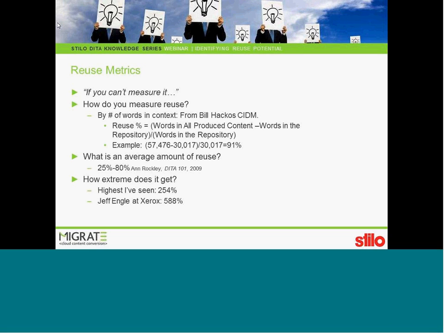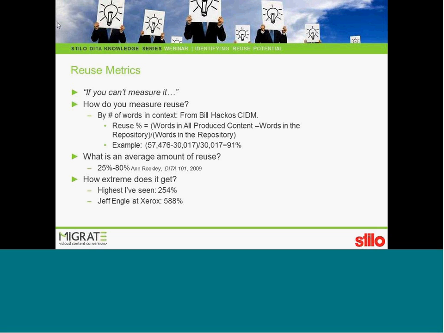metric, which is: reuse is counting all the words in your produced content, so your PDFs, your HTML, your mobile, all of those words, then subtract the words in your repository, so your XML files but without the tags and the attribute values and all the metadata. And divide the whole thing by that same number of words in the repository.